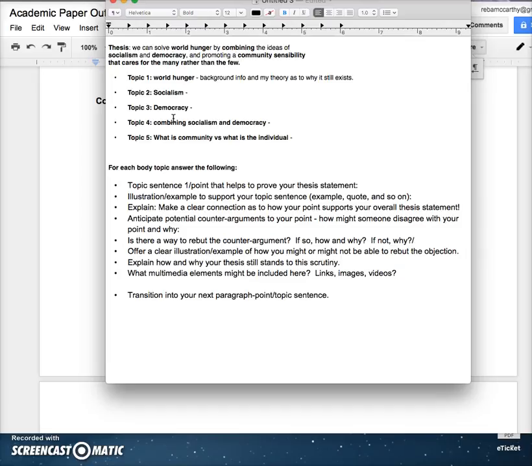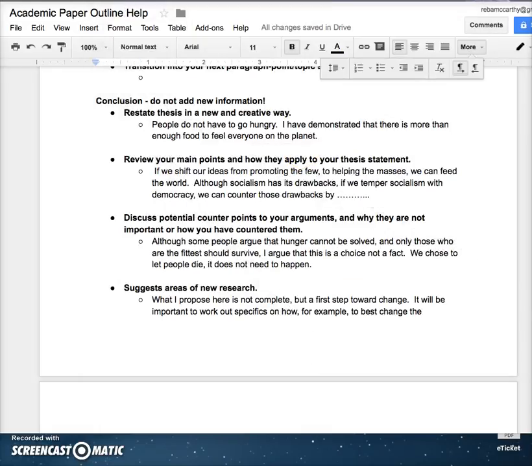We had to discuss world hunger, we had to discuss socialism, we had to discuss democracy, we had to discuss how we can combine socialism with democracy, and we had to discuss the idea of a community versus the interests of the individual. So those were the main points. As we went through our paper, if we laid out our argument well, we probably stuck with those same points. We might have some different ones, and if so, we would revise what our points are.